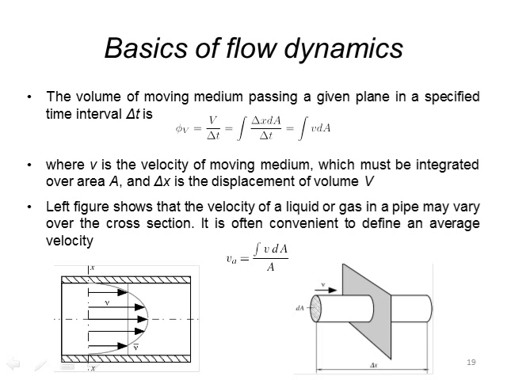The volume of moving media passing a given plane in a specified time interval dt, then this phi sub v, which is our volume flow, is going to be whatever volume is passing that plane per unit time, which is then the volume, which can be written as delta x times some differential area over the same delta time. Which then can be written as a velocity times this differential area.